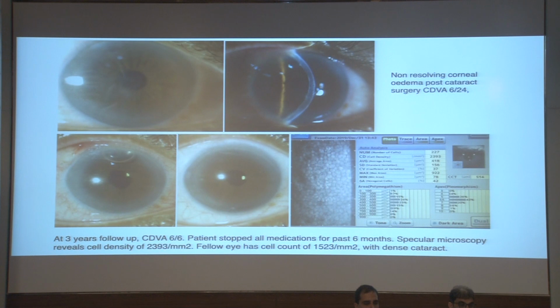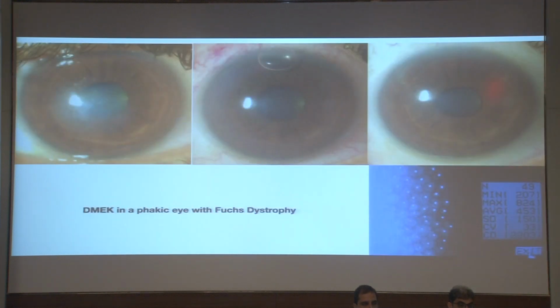This is again another patient after the cataract surgery, non-resolution of edema, where we went ahead, did a DMEK, and had a good outcome. Phakic eyes, young patients with Fuchs who can present with this, you can do a DMEK first, let that resolve, and then the patient can come back, and whenever the cataract develops, you can do a cataract surgery.